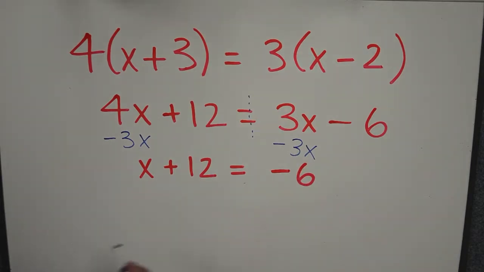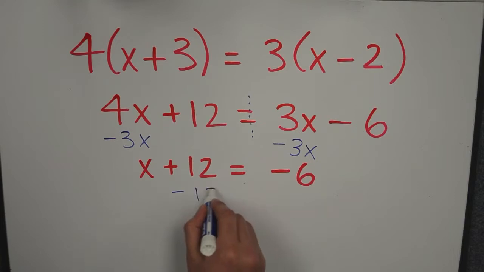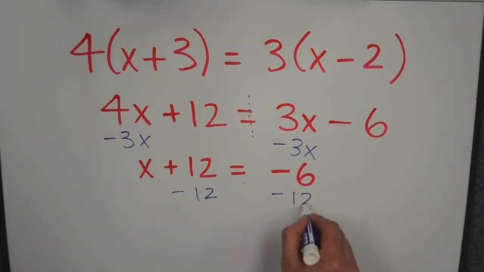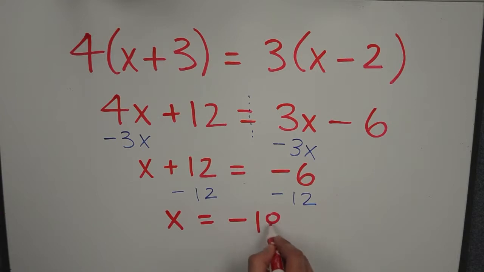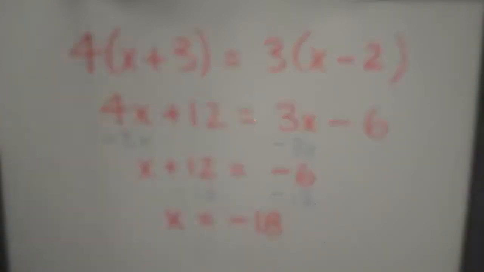Minus 6. Want to move the 12 over because I want to have letters on one side, numbers on the other. Minus the 12 on both sides to get across the equal sign. X is then equal to negative 18. Negative 6 minus 12. Really important to keep our signs straight.